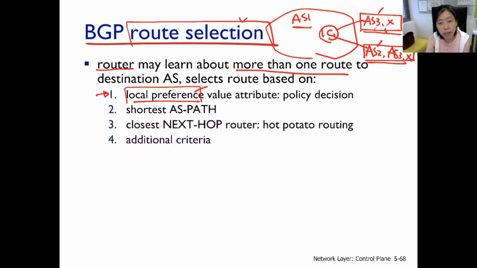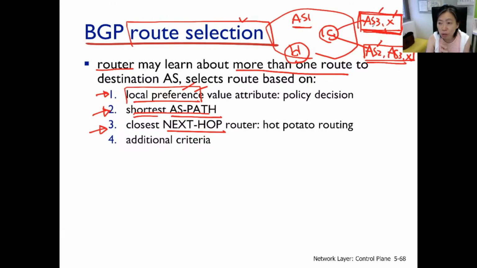So if AS3 is preferred, AS3's path, so this one here, is going to carry a higher local preference. Now, if there's no local preference specified, then we go to step 2. The internal router, let's say 1D here, will then check which of these multiple paths to destination X gives us the shortest AS path. So in this scenario, 1D is going to pick this one. Now, if both AS paths have the same path lengths, then we go to step 3. We pick the closest next hop router.